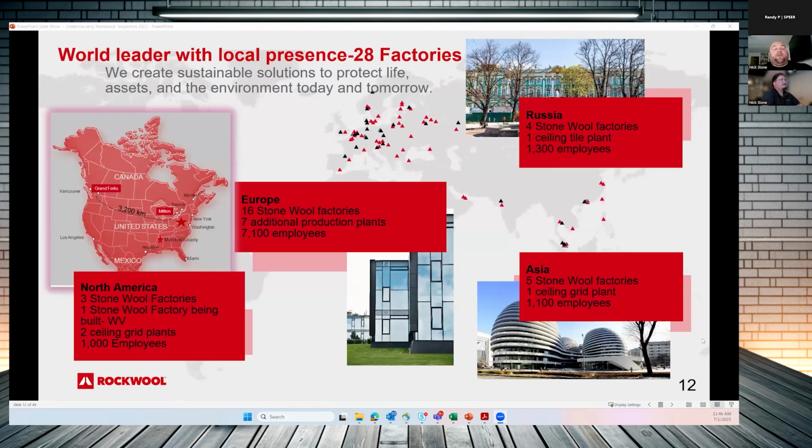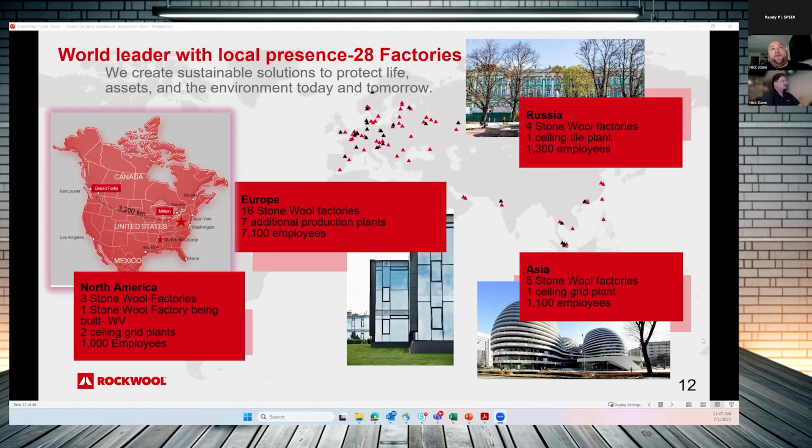Now, we do have factories all around the world. Omar, which factories do we have here in North America? We've got West Virginia and Mississippi, and we have one that's in the process of being built over in Washington as well. And we also have two in Canada. So Grand Forks, British Columbia, and Milton, Ontario. So we have 5 in North America and many around the world as well.